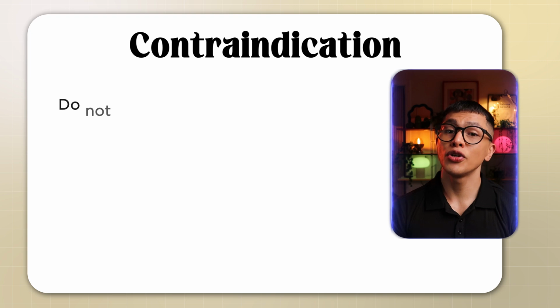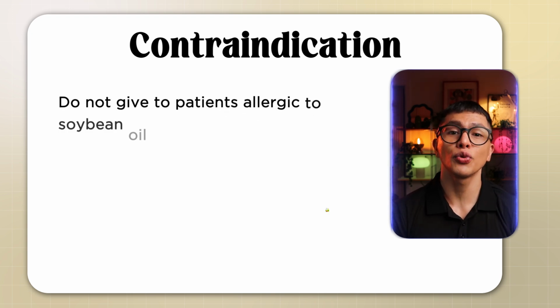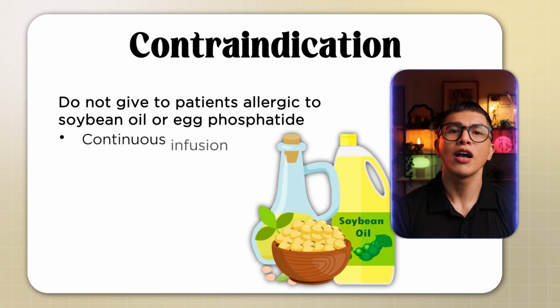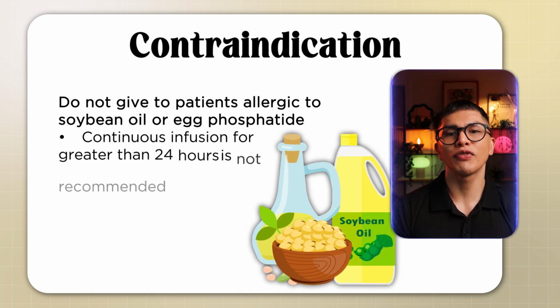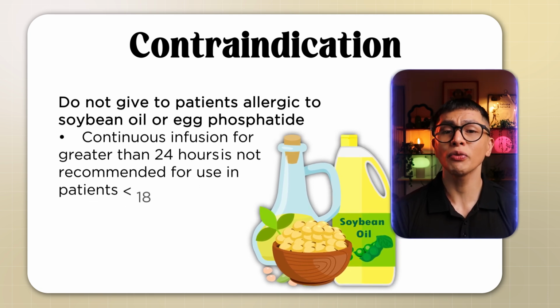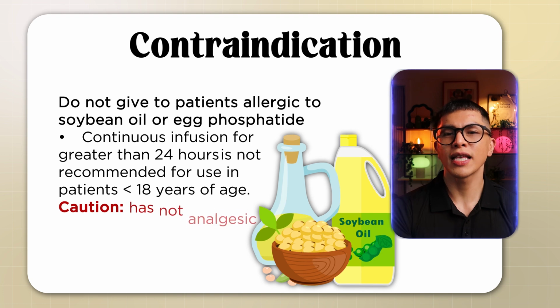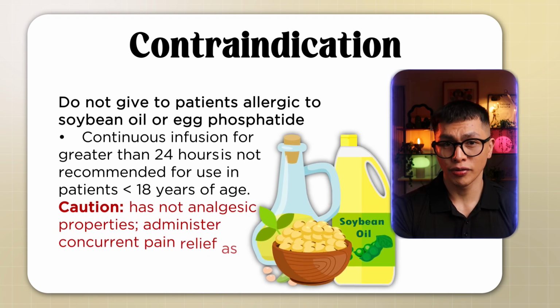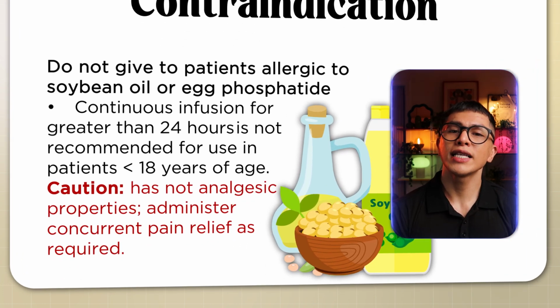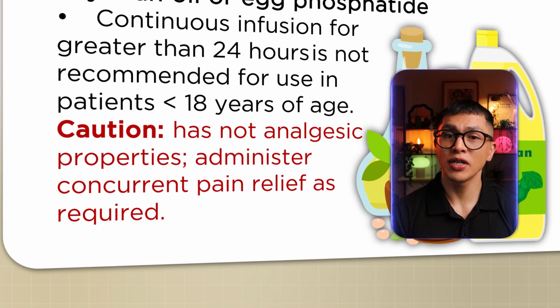Now, what are the contraindications? Meaning, when is the time that Propofol is not indicated, or you will not give Propofol to your patients at all? Do not give to patients allergic to soybean oil or egg phosphatide. Continuous infusion for greater than 24 hours is not recommended for use in patients less than 18 years of age. Now, nurses' caution: it has no analgesic properties, so administer concurrent pain relief as required.